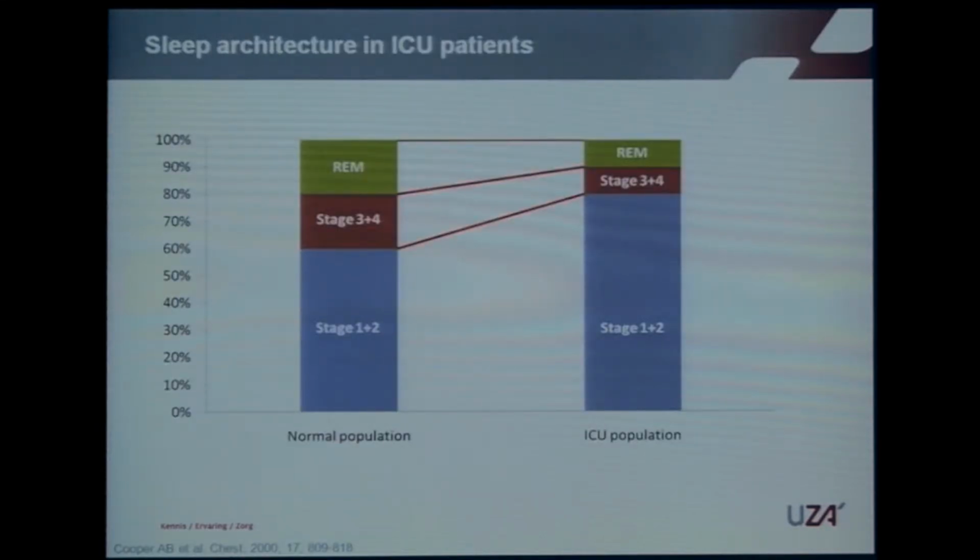So, we know about sleep in ICU patients that sleep architecture is quite disturbed, as you can see in a normal population compared to an ICU population. As you can see, there is a decrease in stage 3 and REM sleep, where stage 3 and 4 is also called slow wave sleep and restorative sleep, and an increase in stage 1 and stage 2.